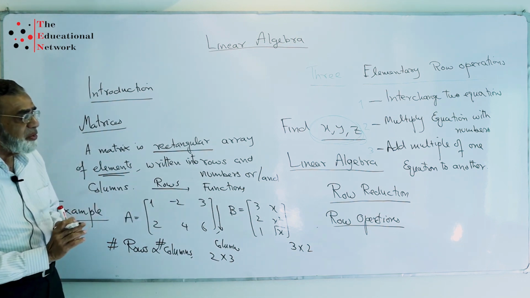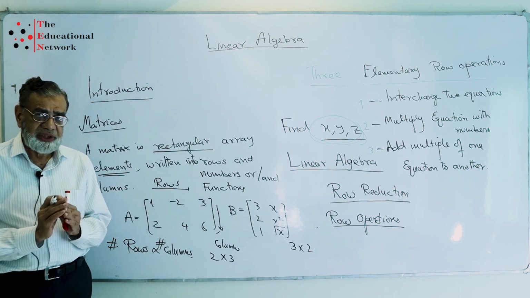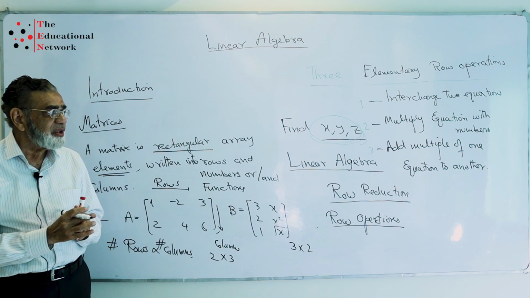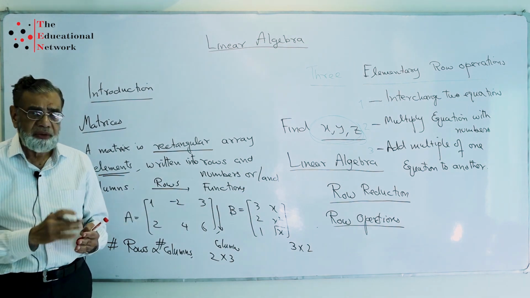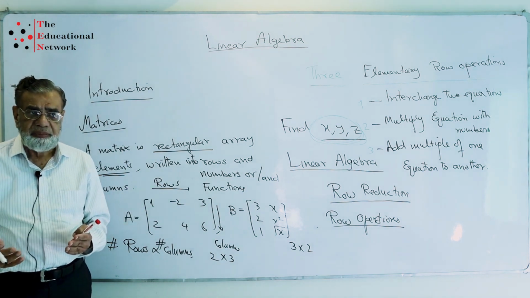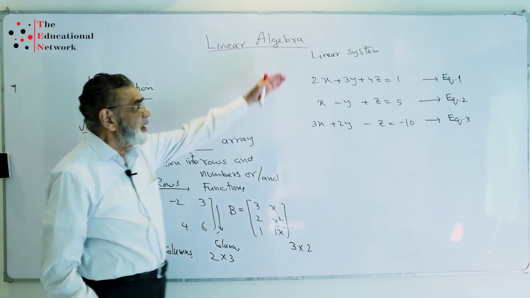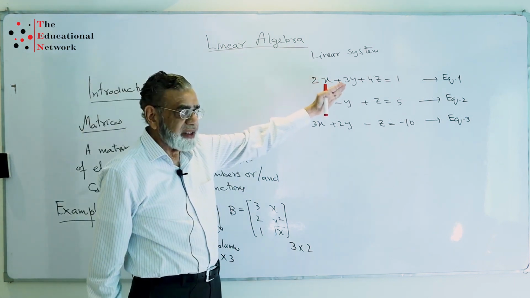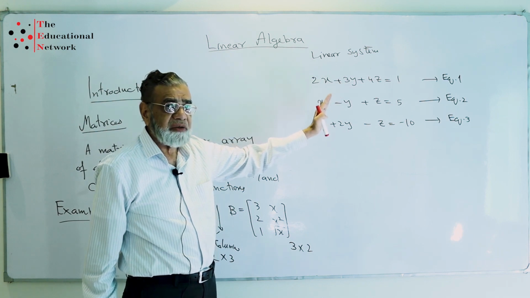So what I want to do is write my equations in terms of a matrix. We have written the equation. For example, we have 3 equations. The next step will be to change this into a matrix. So I've just written here a linear system with 3 equations. We have 3 variables x, y, and z. I want to write this in terms of a matrix.